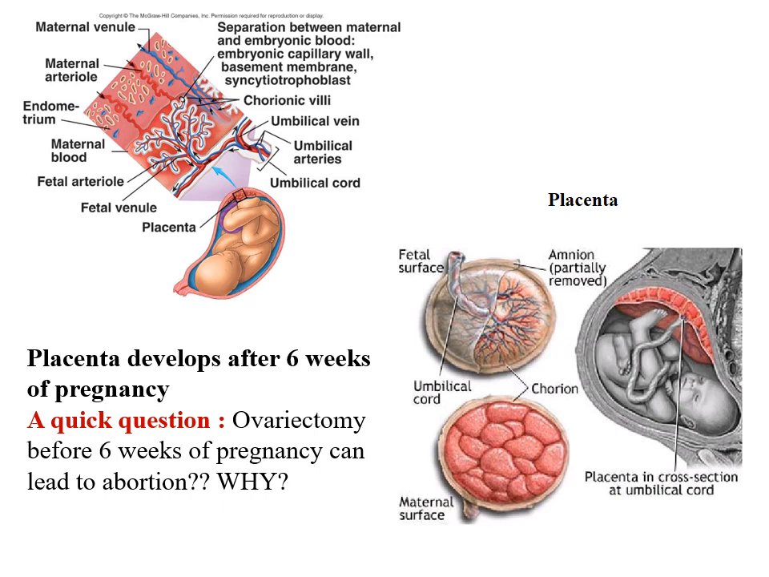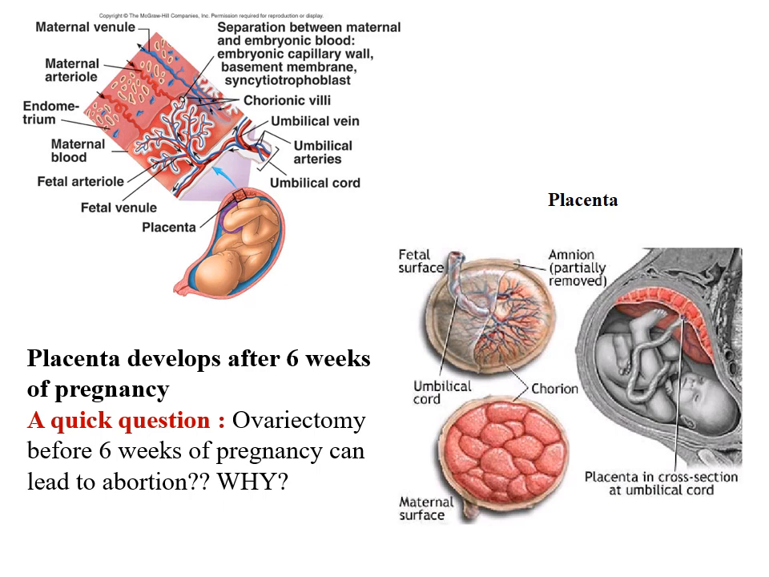Ovariectomy before 6 weeks of pregnancy can lead to abortion. Why? This is a very important question to think about. Why can ovariectomy before 6 weeks of pregnancy lead to abortion? The reason is that it takes 6 weeks for the placenta to form. Before that, it is the corpus luteum, situated inside the ovary, which gives the hormonal support for the uterus.